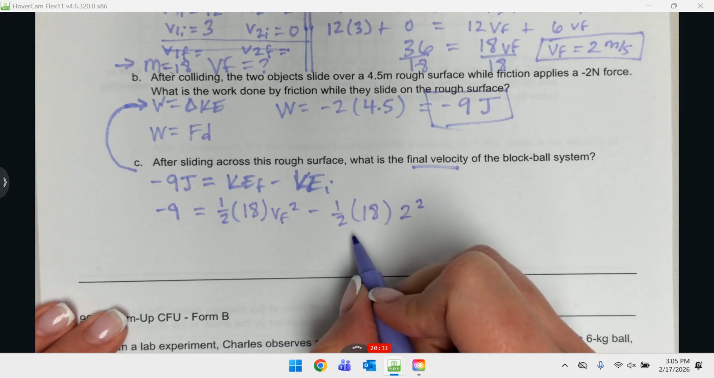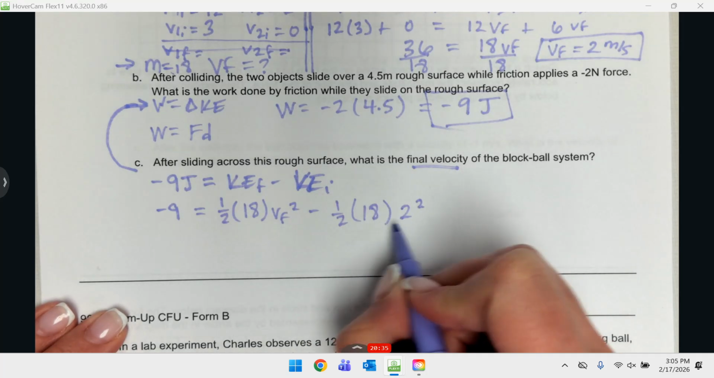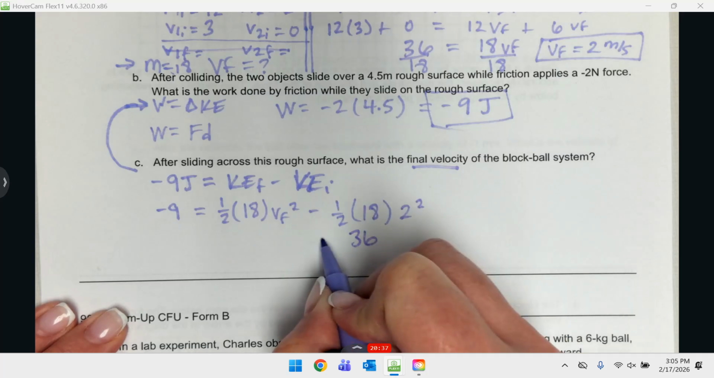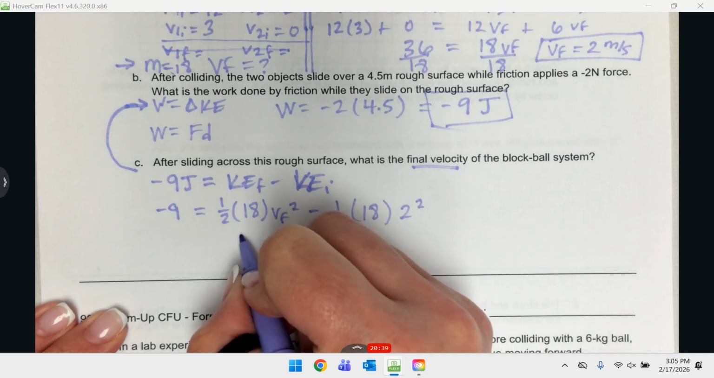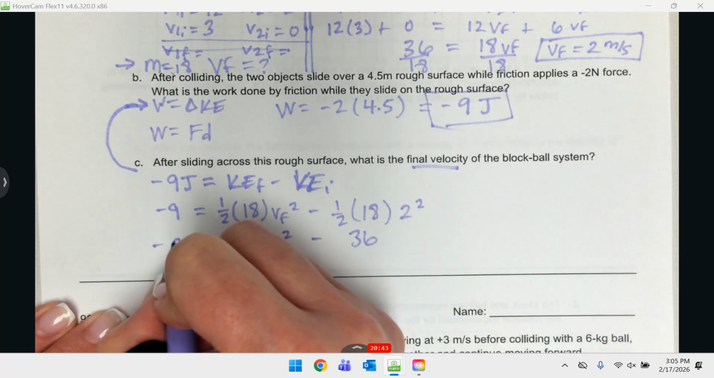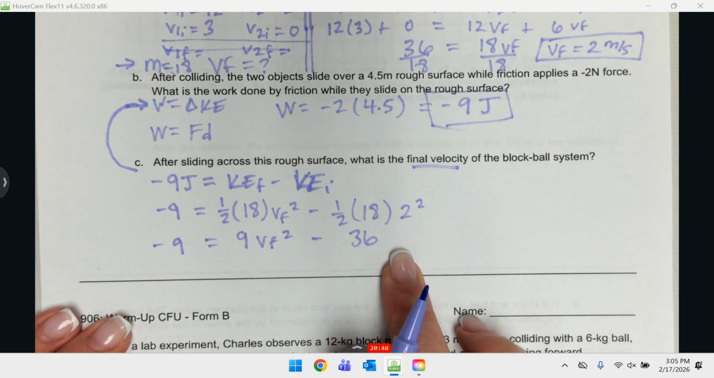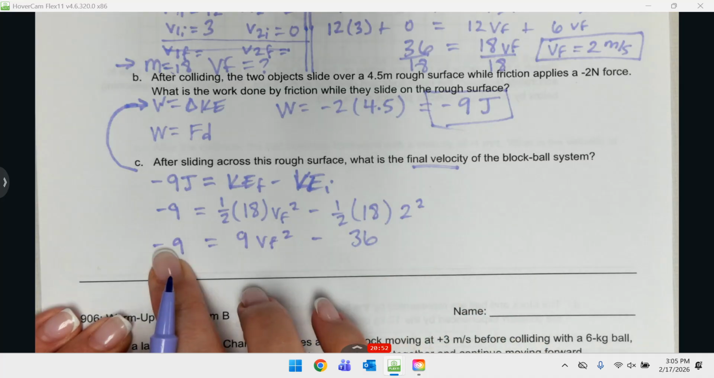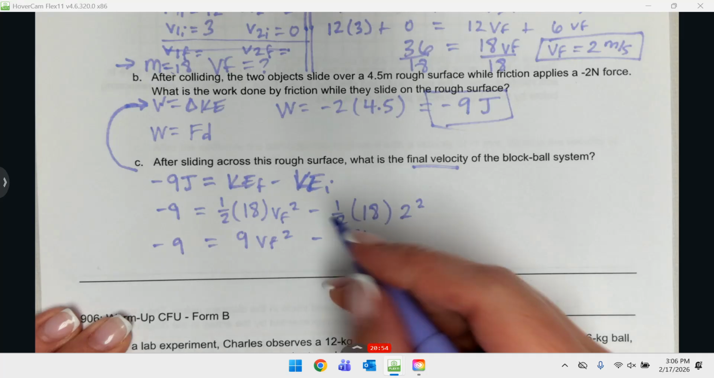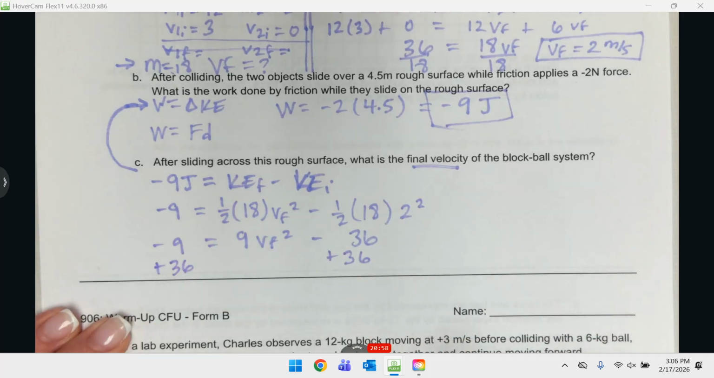From here, you have half of 18, which is 9 times 2 squared. 9 times 4 is 36. This one becomes 9 times VF squared, and this, of course, is -9. Again, these are not like terms. Do not subtract them. Instead, you need to move this over here. Because it is being subtracted, you move it by addition. Add 36 to both sides. That becomes 36 minus 9.